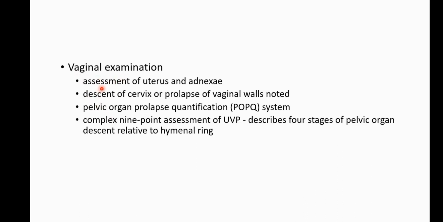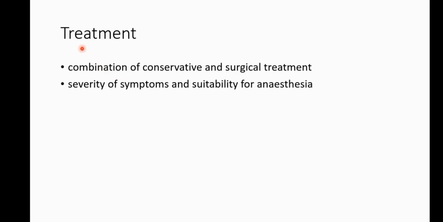And we have to assess the uterus and the adnexa, to see the size of the uterus, and we have to assess the descent of the cervix or the prolapse of the vaginal walls. They are noted. And the POPQ quantification system is the system which is nowadays being used as a standard method, in which there is no more ambiguity. It describes 4 stages of pelvic organ prolapse, relative to the hymenal ring, and it is now used worldwide and has taken over all the other quantification methods.